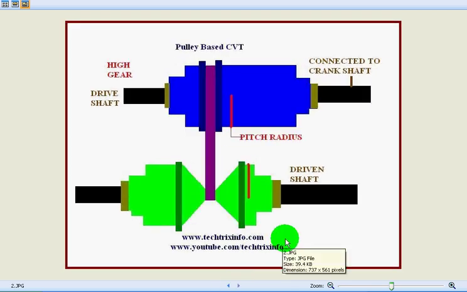So I believe you got an idea about the working of a pulley-based continuously variable transmission system.